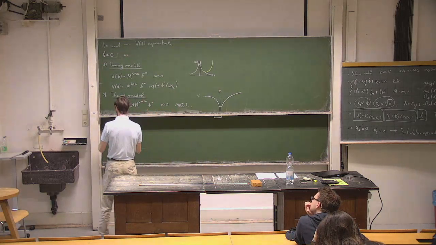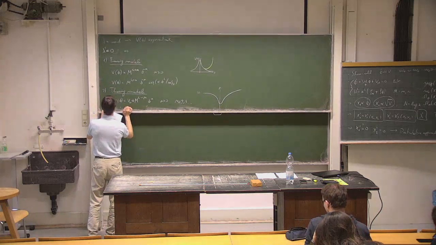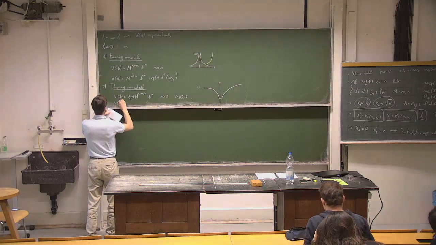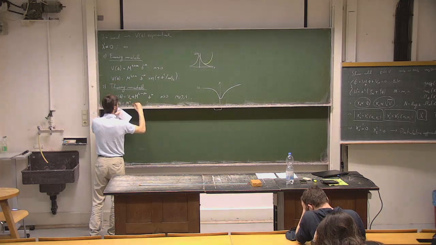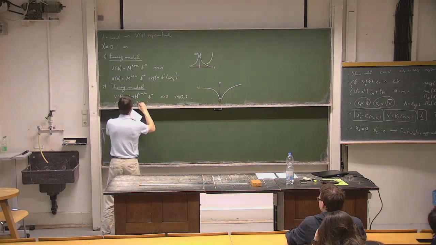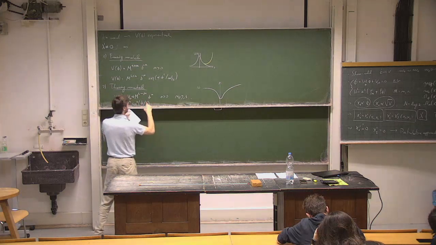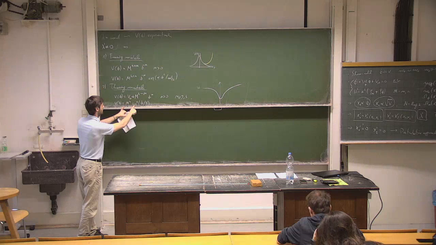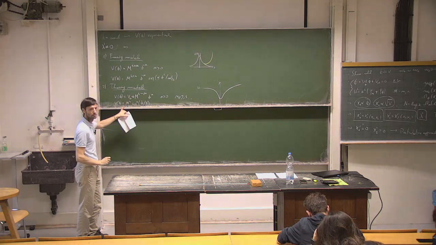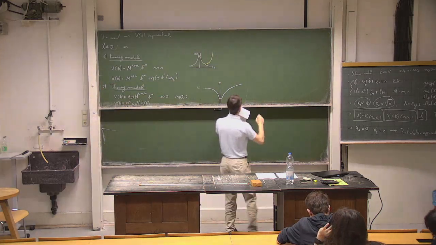And another one, just to complete the picture a little bit: V of phi is equal to M to the power of 4 cosine to the power of 2, and then you have phi over some factor to tune the amplitude, I mean the phase, of the cosine. And this would look something like that.